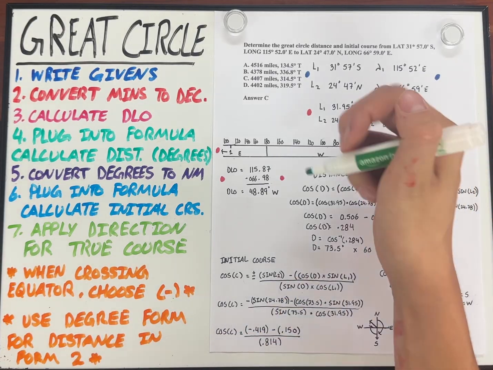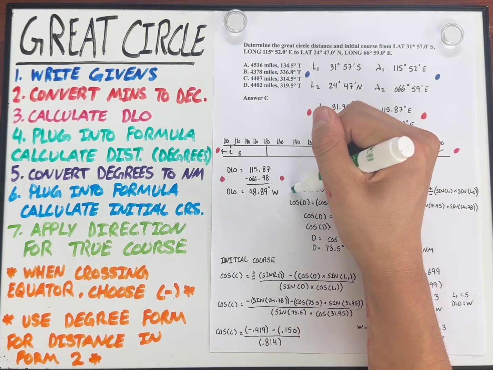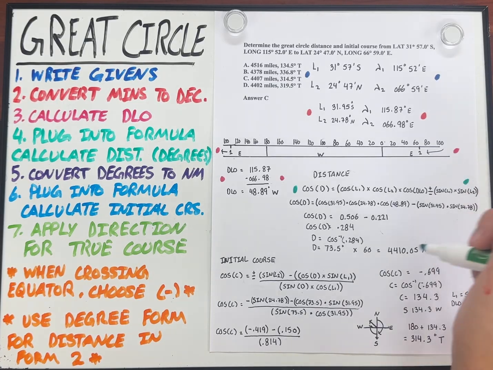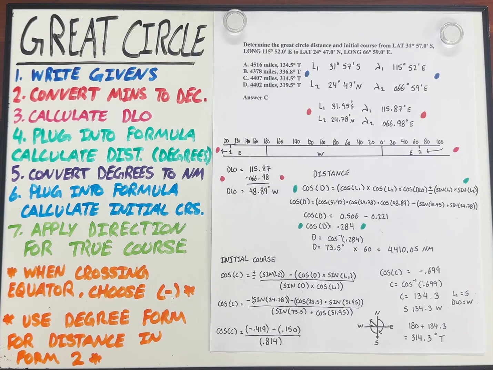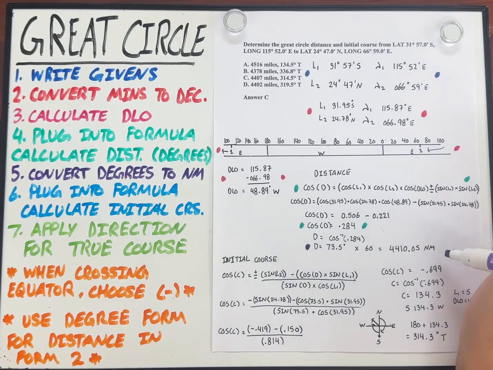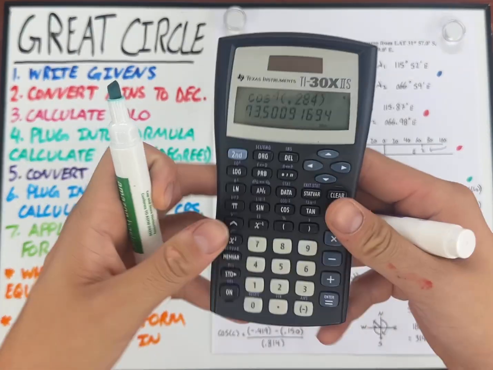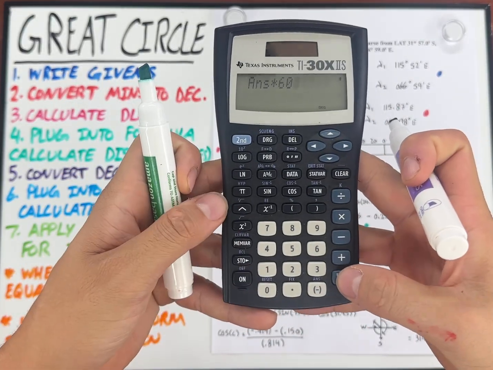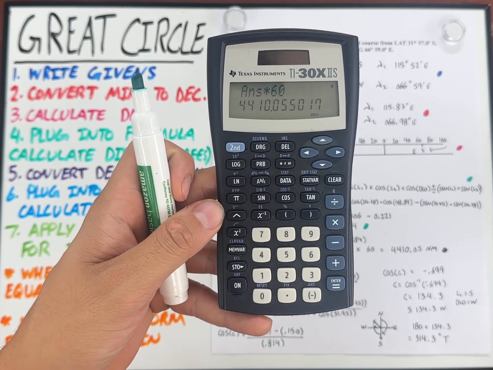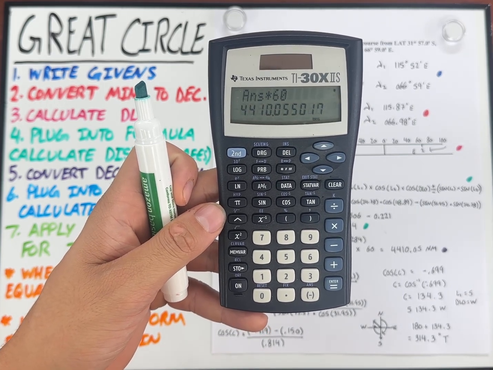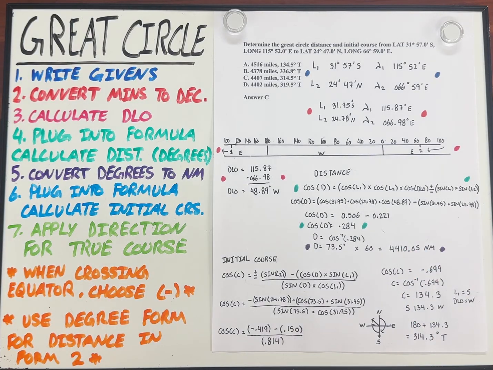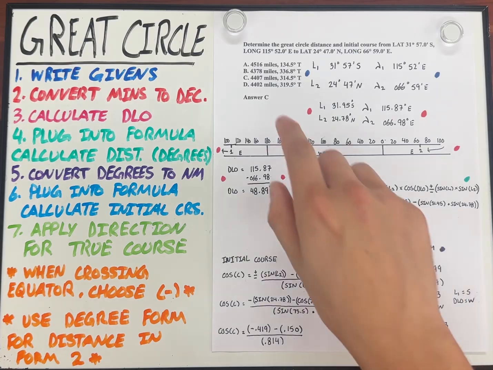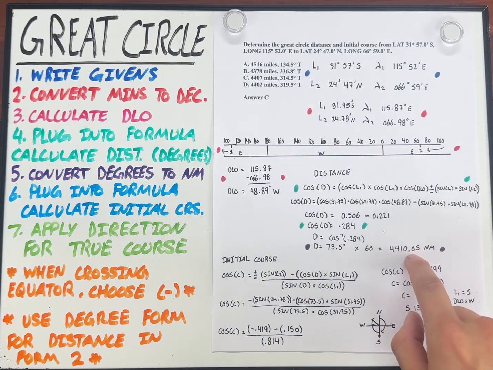So that's step number 4. Step 5 is to convert your degrees to nautical miles. So we just got 73.5 degrees. To convert that to nautical miles, you will multiply it by 60. Why? Because there are 60 nautical miles in 1 degree. So 4,410 nautical miles. You can see that our answer is going to be C. That is the closest to our distance. So we're already on the right track.